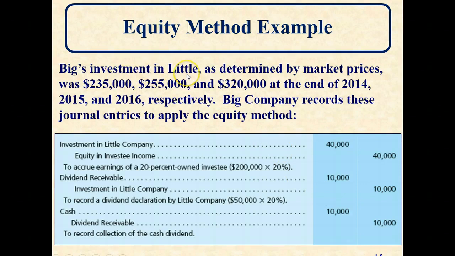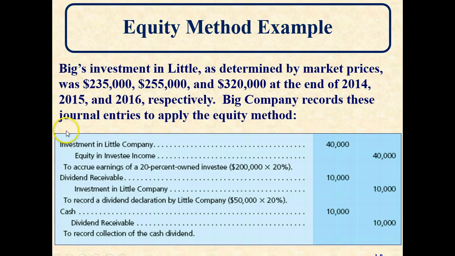Big's investment in Little, as determined by market prices, was $235,000, $255,000, and $320,000 at the end of the year. Big company records these journal entries to apply the equity method. So in this manner, we sometimes look at cost as to they bought the company 20% for $200,000, but the market prices in the various different years show $235,000, $255,000, and $320,000.